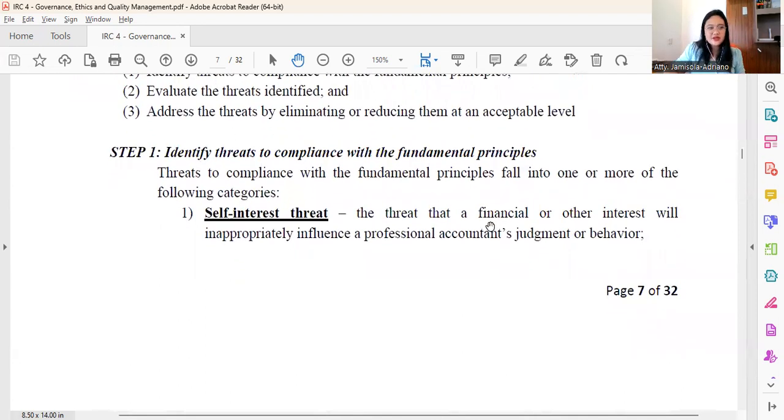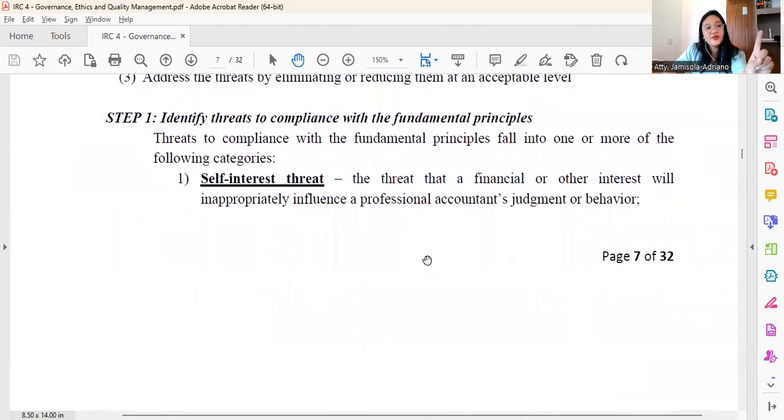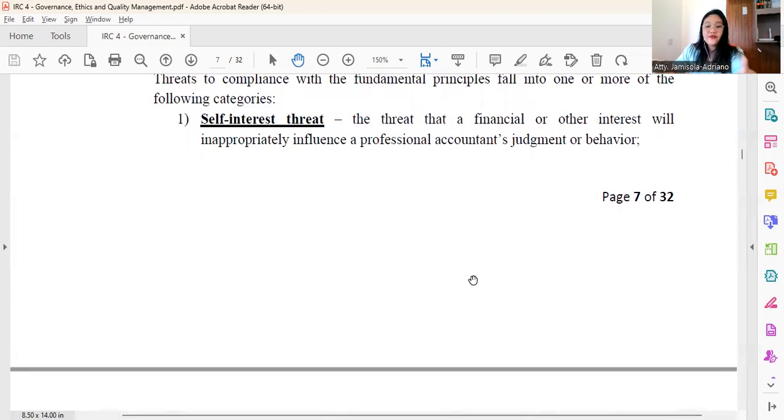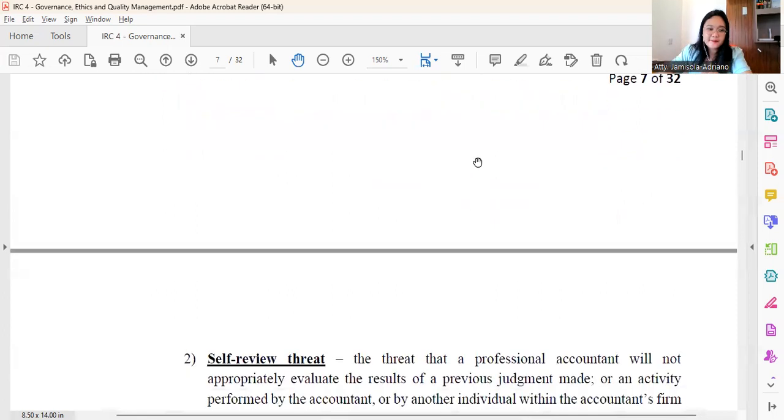So what are these threats? Threats to compliance with the fundamental principles fall into one or more of the following categories. First we have the self-interest threat. This is the threat that a financial or other interest will inappropriately influence a professional accountant's judgment or behavior. For example, you are personally financially interested in that particular venture of your client. So that might pose a self-interest threat.